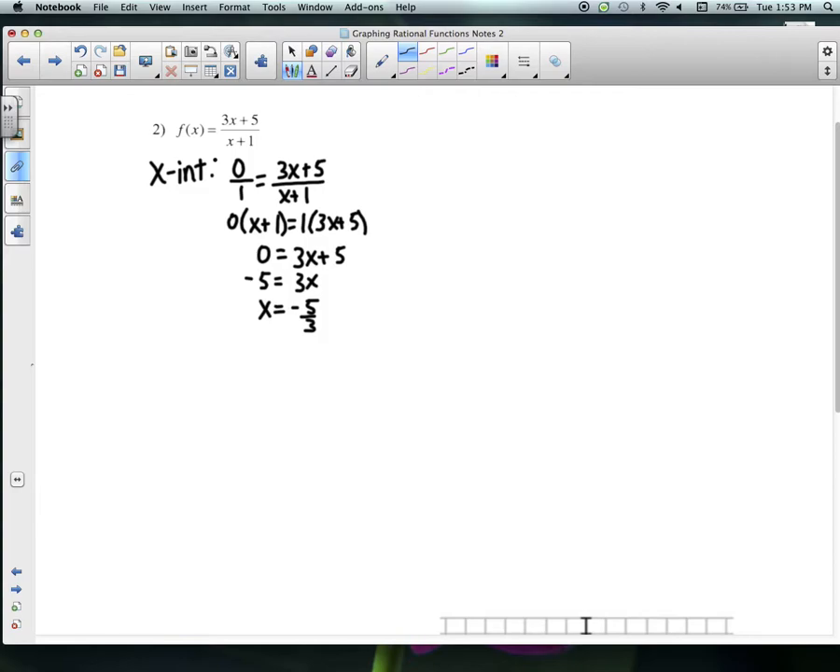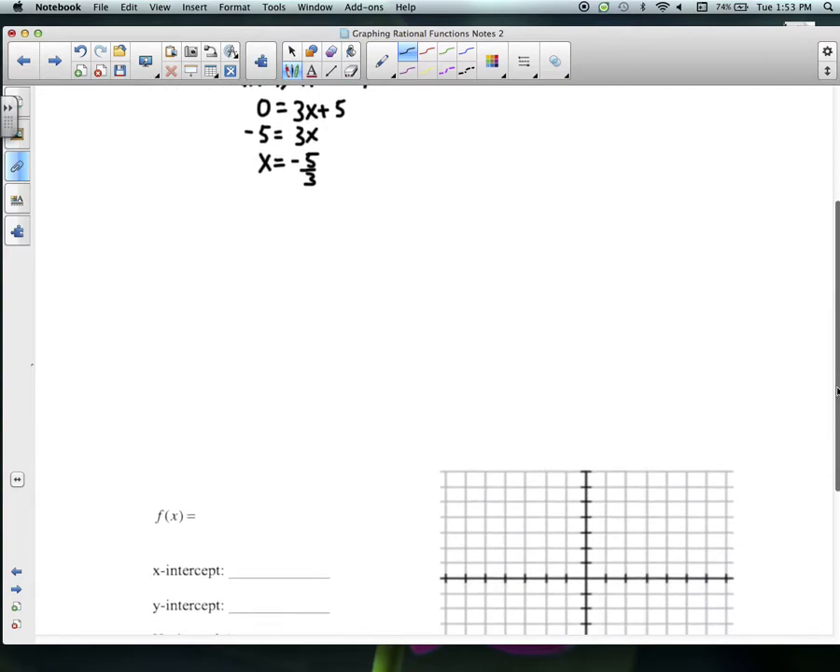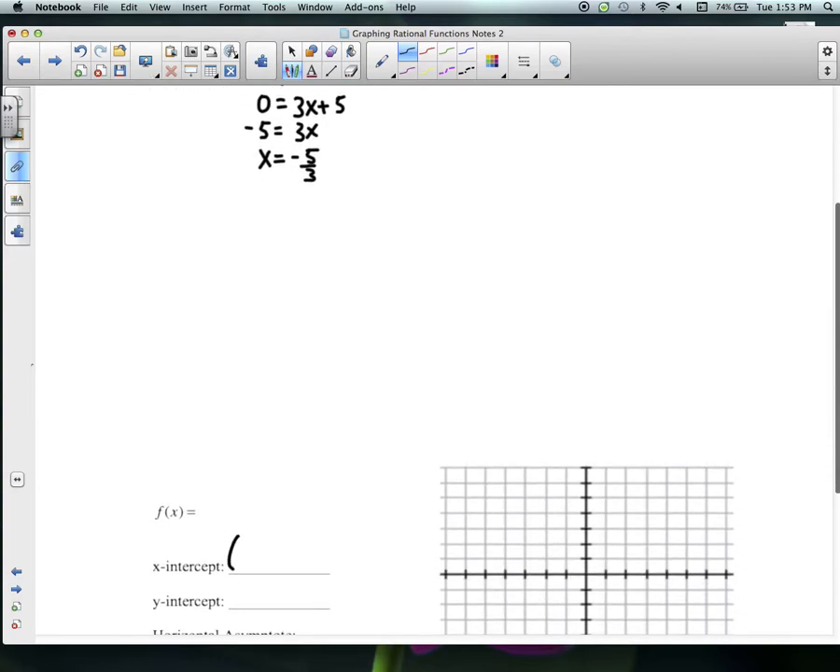Again, when you go to record this, make sure you write it as a point, -5/3, 0. I wrote it originally as 5/1, but you can definitely simplify that into 5.